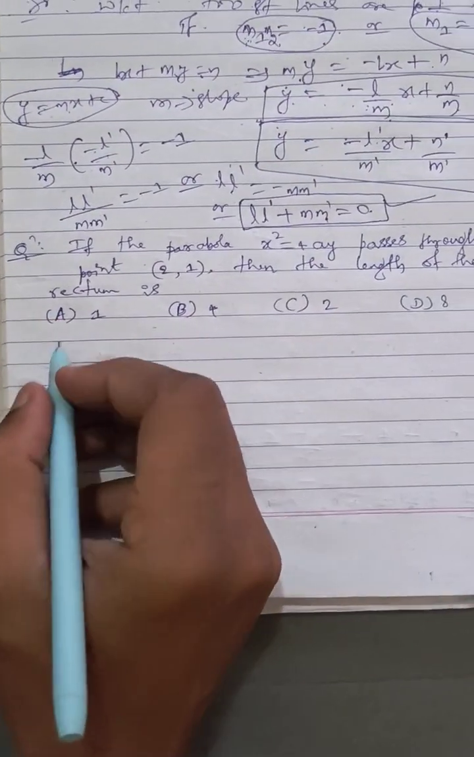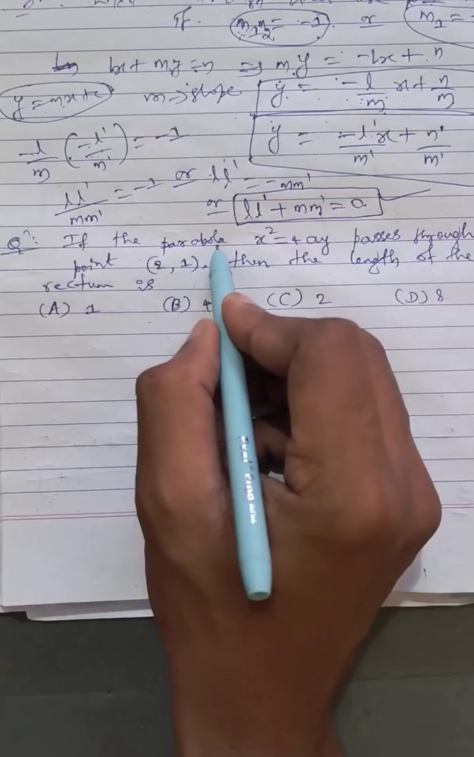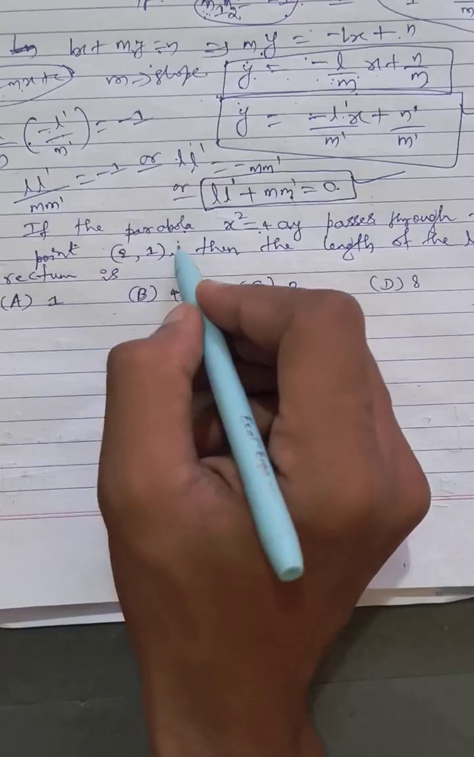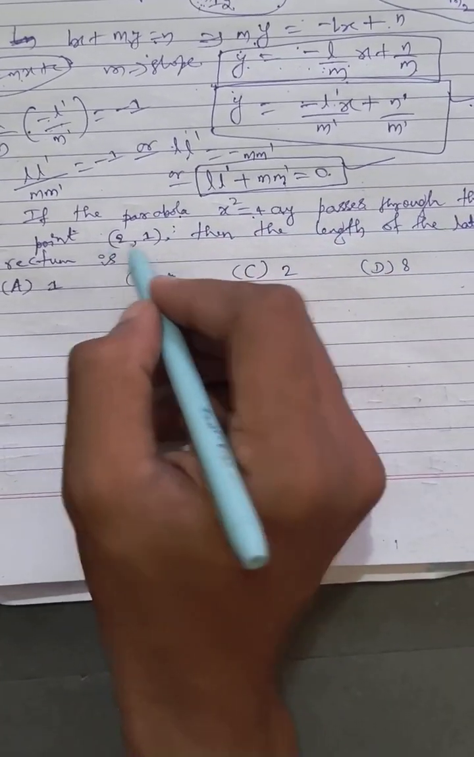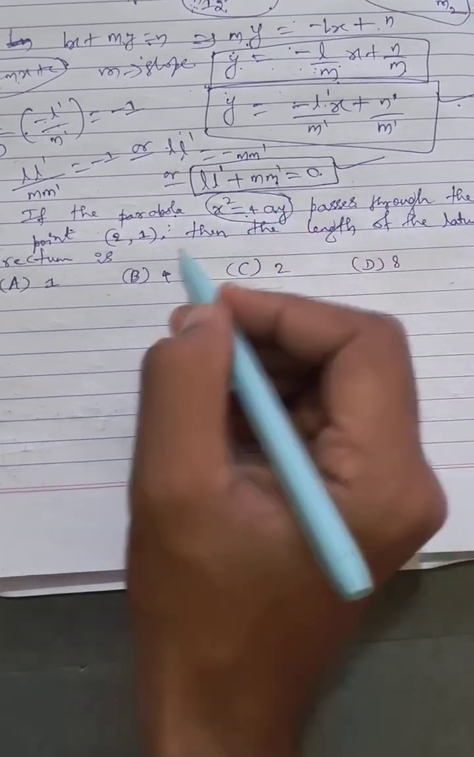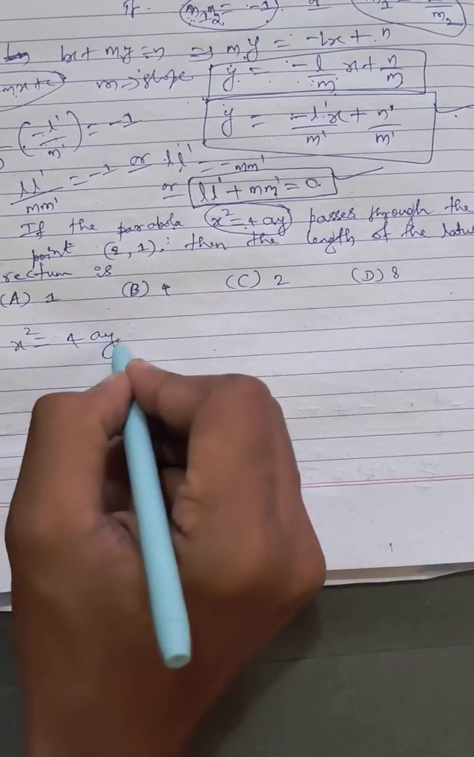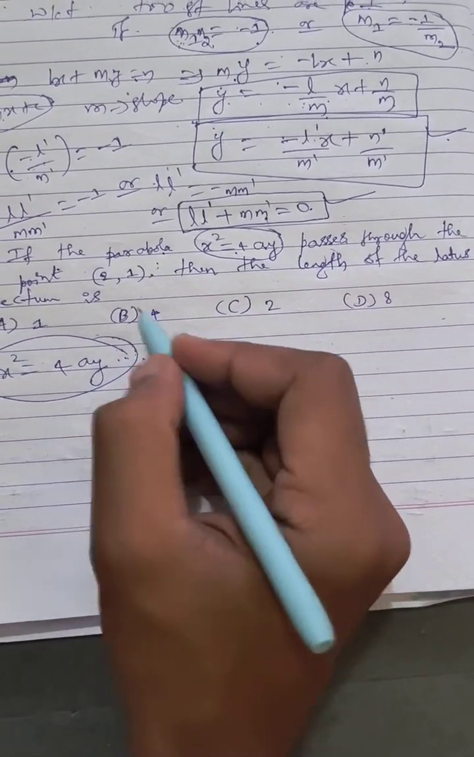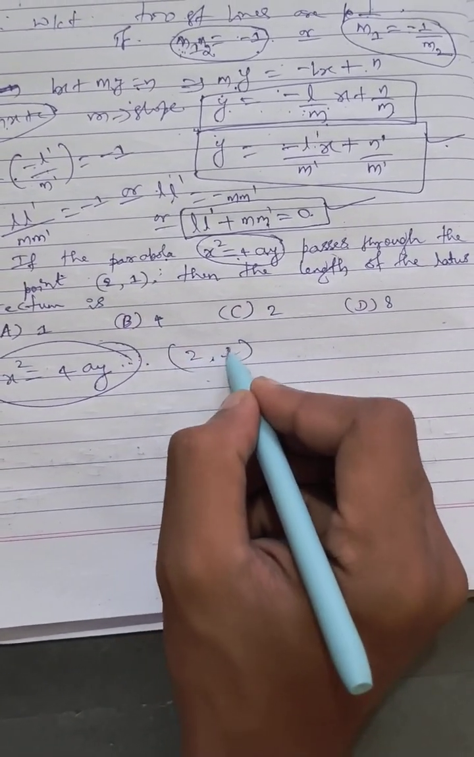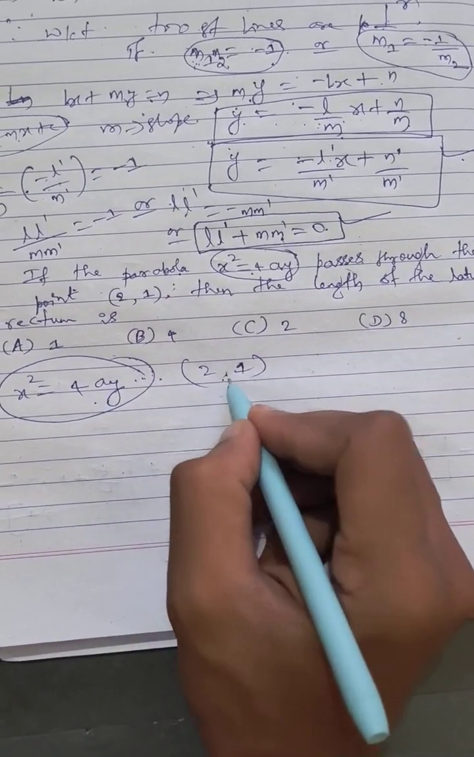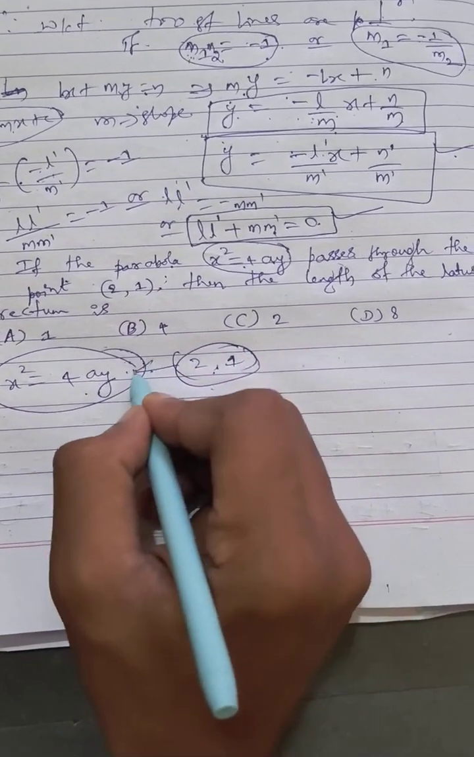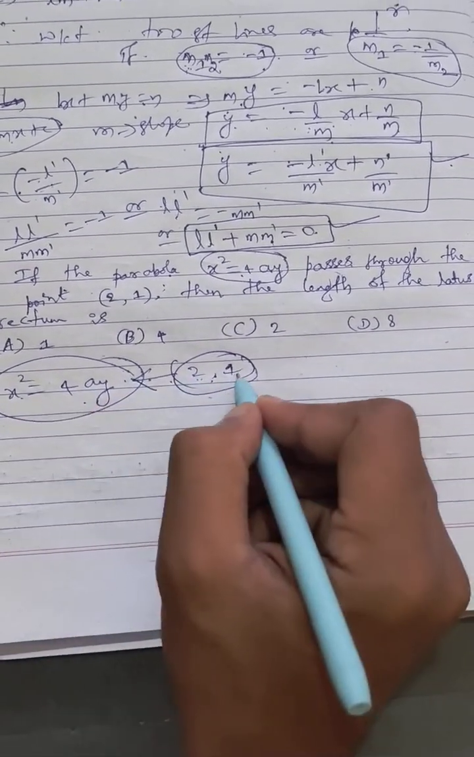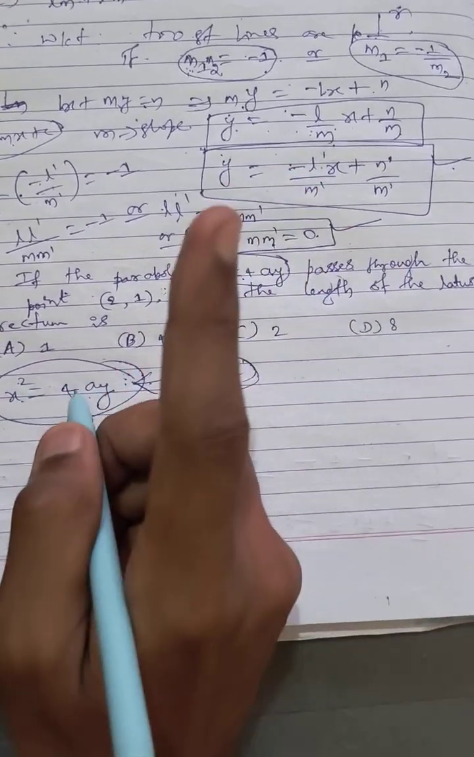Now come to the next question. If the parabola x square is equal to 4ay passes through the point (2, 1), then find the length of the latus rectum. They have given that this parabola passes through the point (2, 1). This means the point must satisfy this equation, so substitute x is equal to 2, y is equal to 1 in the parabola.